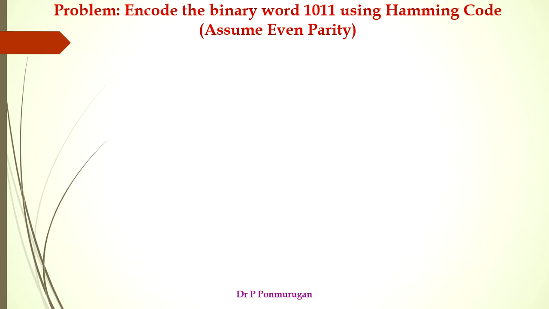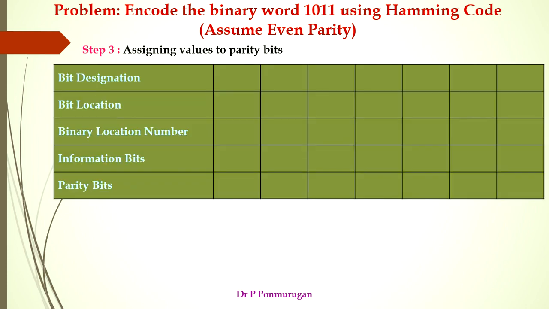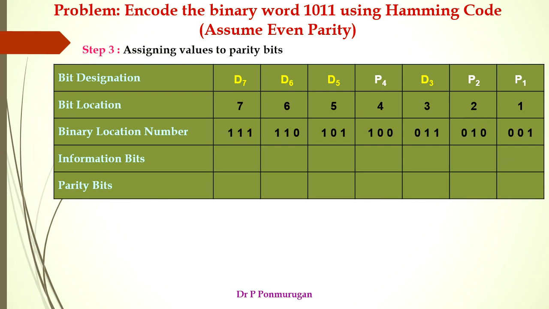The next, third step is assigning values to parity bits. So the table is framed. This is the bit designation and the bit location, followed by the binary location number of the corresponding bit location. Now we can place the information bits in the corresponding bit positions. It is for D3, D5, D6 and D7. So now we have to calculate the parity bits.